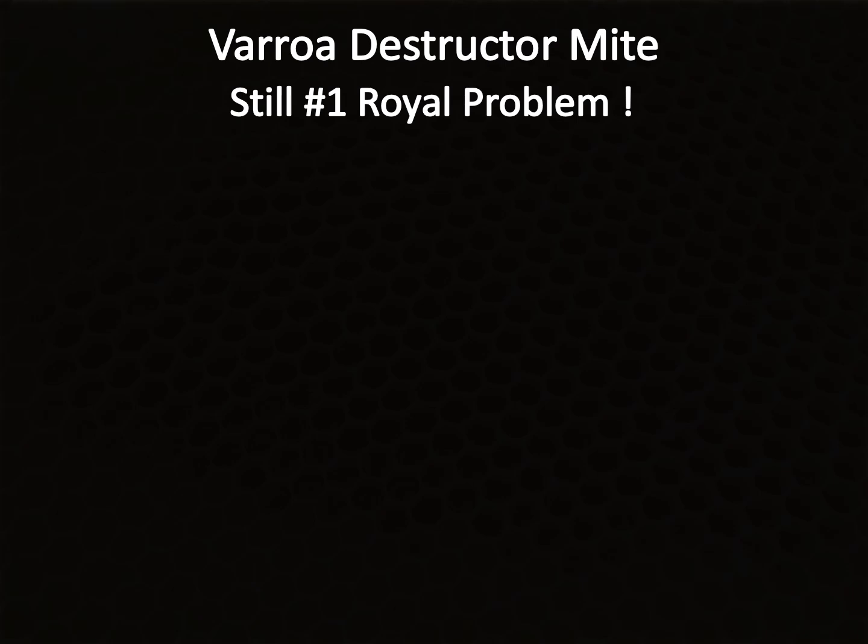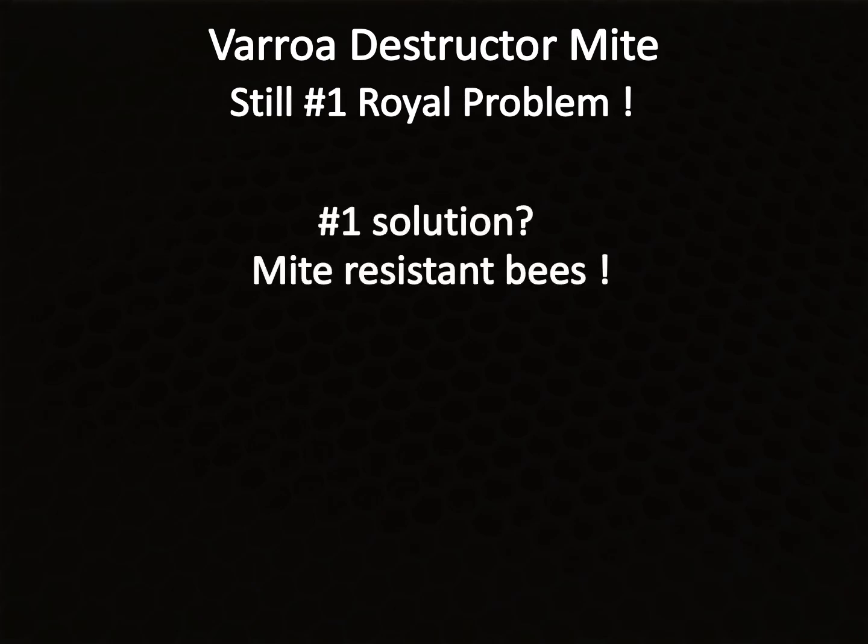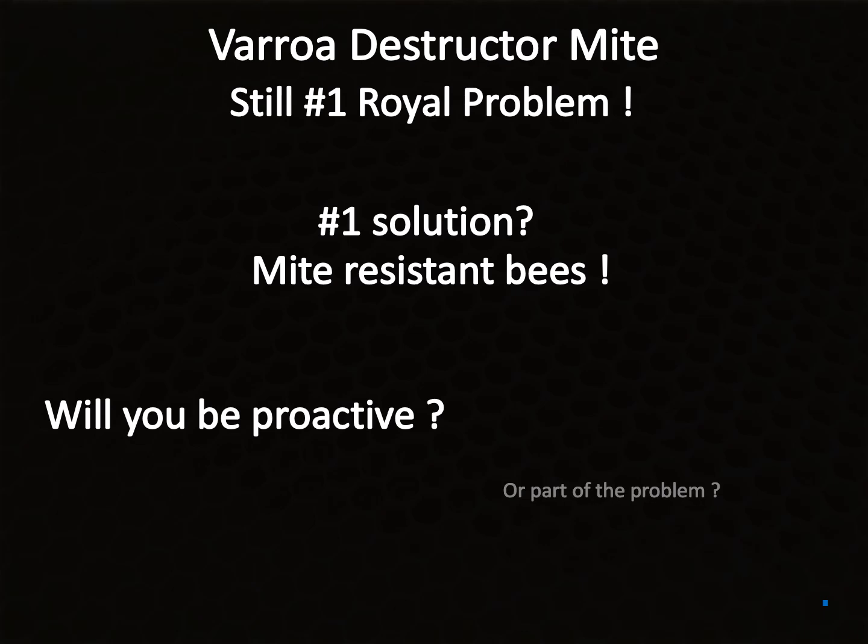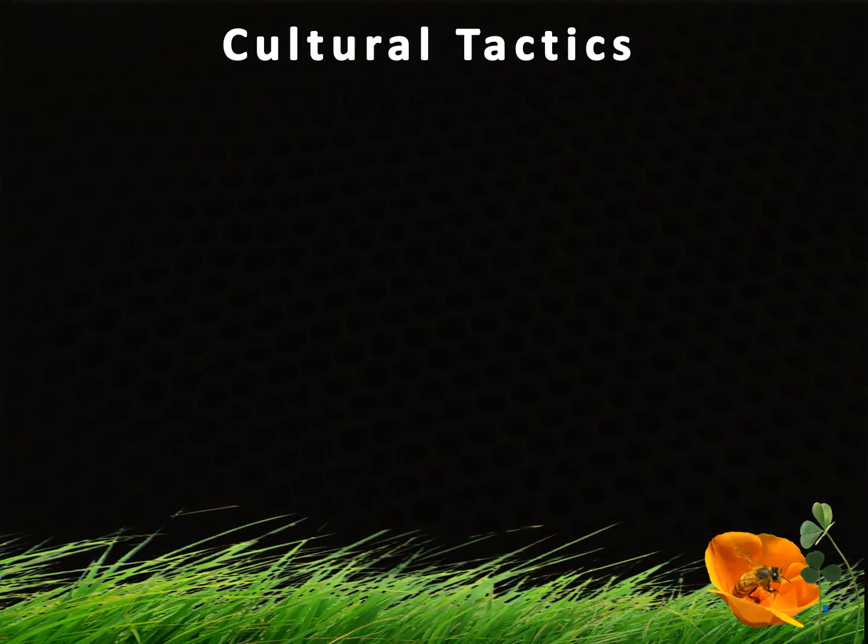So, the Varroa destructor mite is still the number one royal problem. The number one solution is mite-resistant bees. We kind of looked at this backwards, actually, because the first thing would have been to think about our cultural resolutions like mite-resistant bees. Then we would look at physical resolutions, and then we would look at possible chemical uses. The question though is, will you be proactive or will you be part of the problem? Because there are only those two choices.